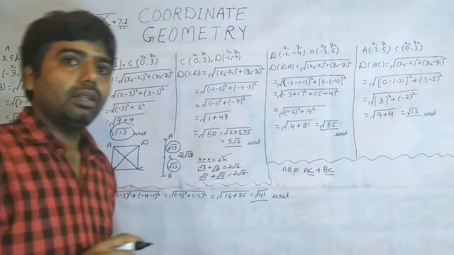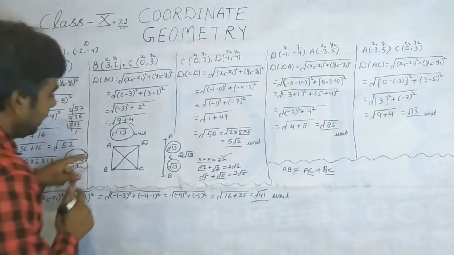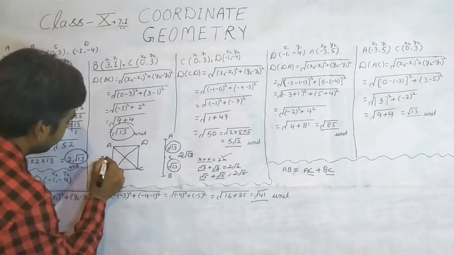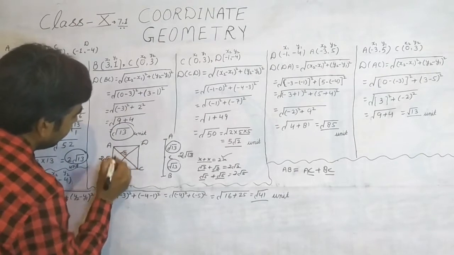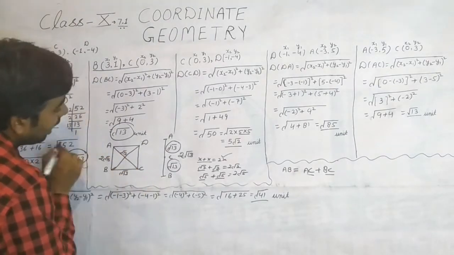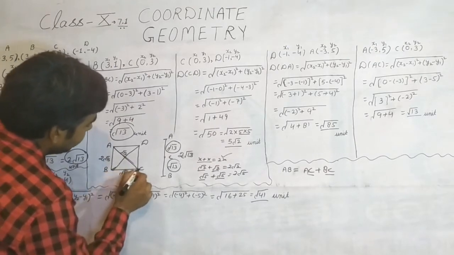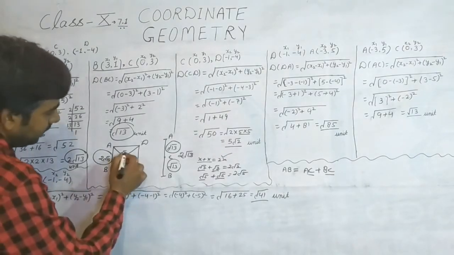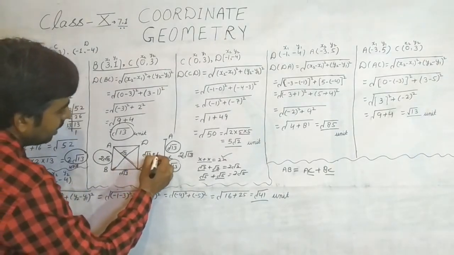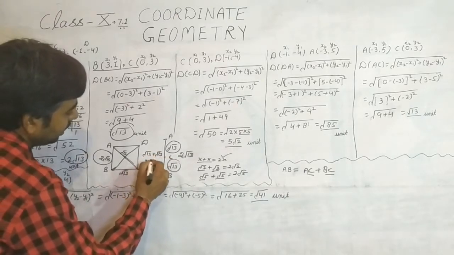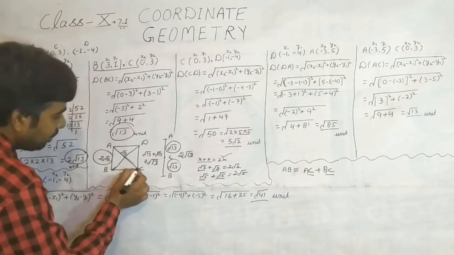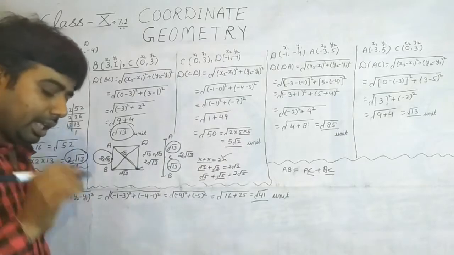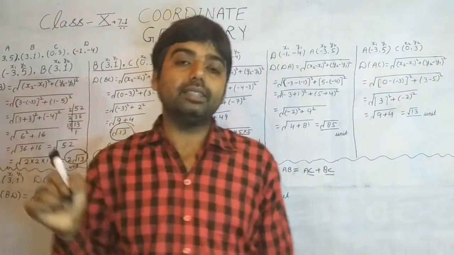It's the rule. Then what happens? Let me tell you. This AB is 2 under root 13. This line is under root 13. If I am adding AC plus BC, it is coming to AB. How? Under root 13 plus under root 13 is equal to 2 under root 13. It means this point is not here, this point is on this line, maybe anywhere. If this point lies on this line, then what happens?